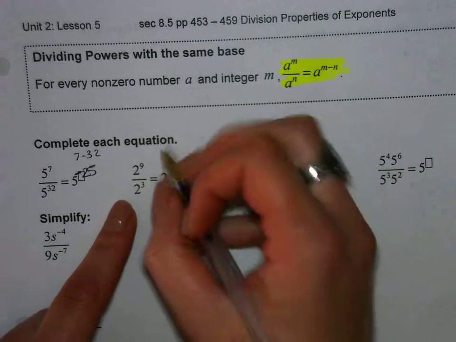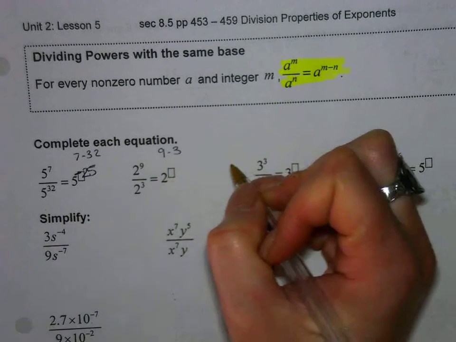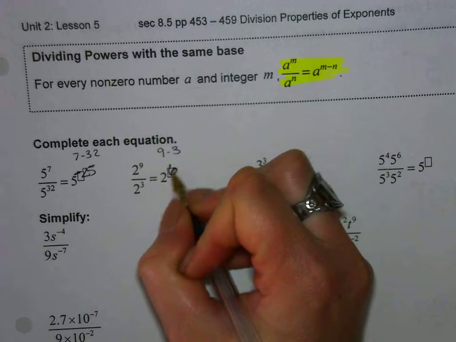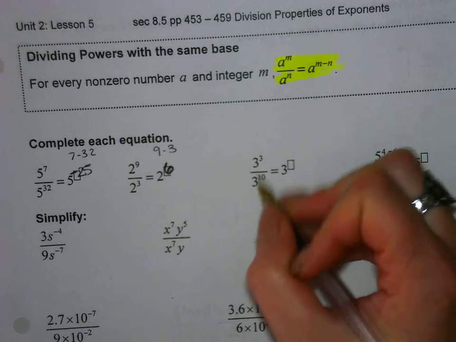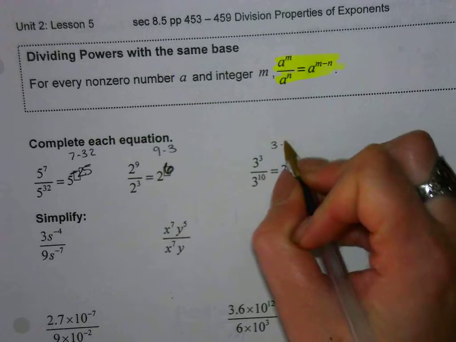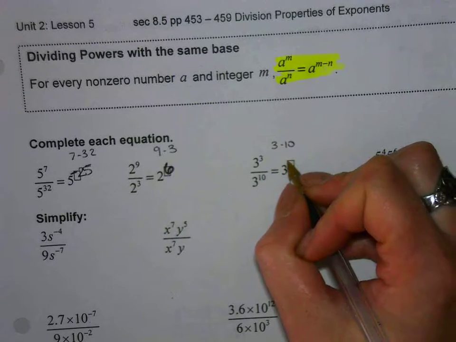Here we have like bases of 2. So 9 minus 3, and 9 minus 3 is 6. So this is 2 to the 6th power. Here we have like bases of 3. So 3 minus 10 is a negative 7.